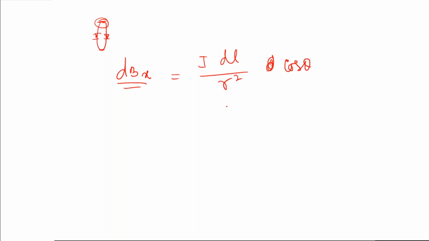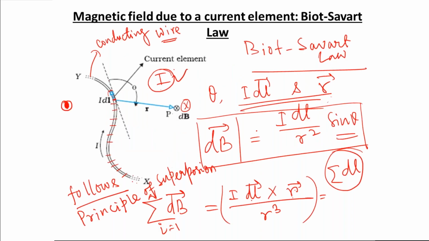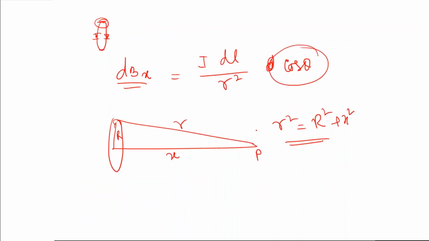So this r square, as I have told you, from this geometry, this is r, this is x, this is point P, and this is your capital R. So from here I can write r square is equal to capital R square plus x square. Now I have to see what is the value of cos theta. So to know that, we have to go here.